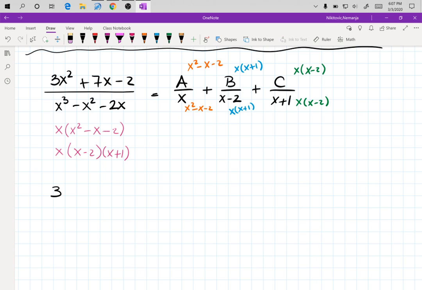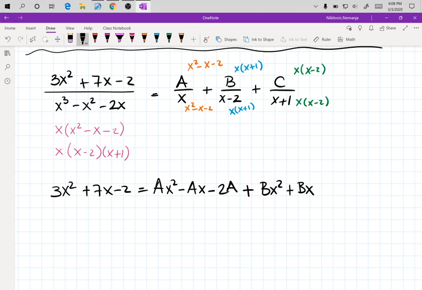So 3x squared plus 7x minus 2 is going to be equal to, and now we have to multiply that out. So we have Ax squared minus Ax minus 2A plus Bx squared plus Bx. That's when you distribute Bx into these ones. And now you're distributing Cx. So plus Cx squared minus 2Cx.